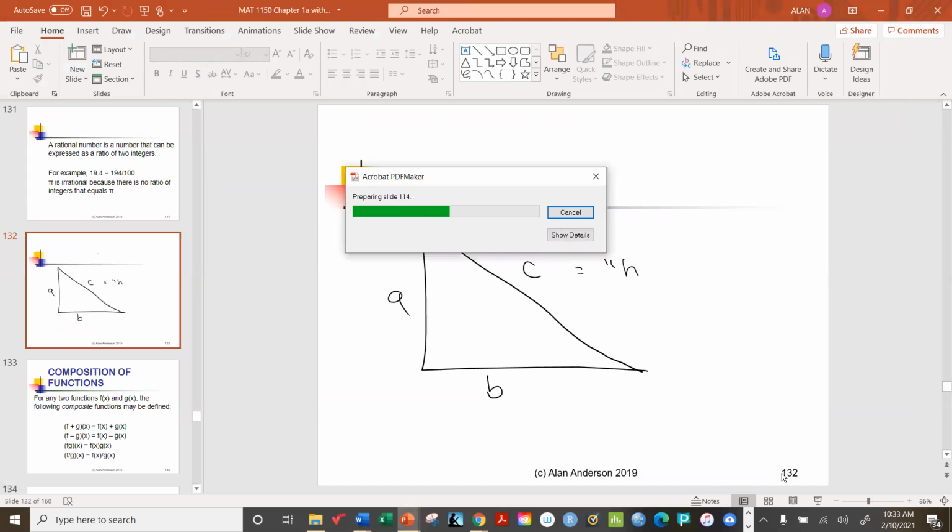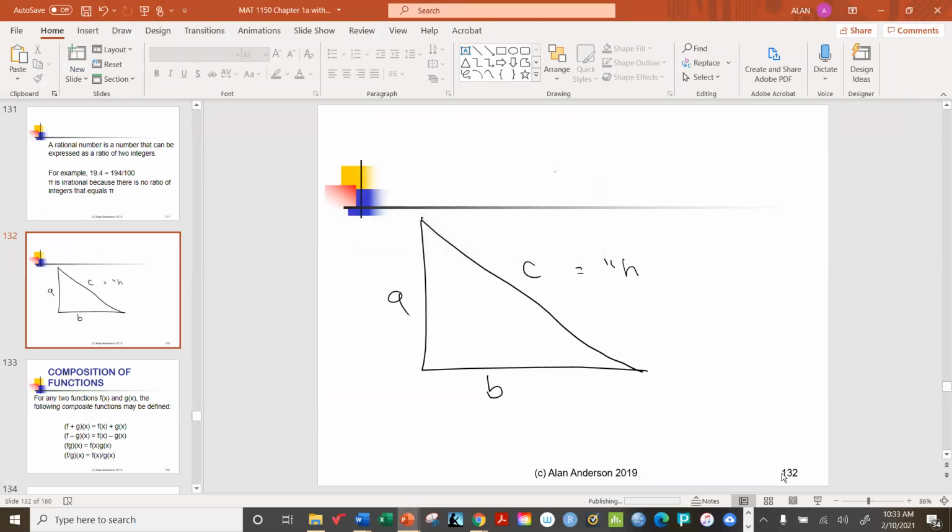I don't know what it's doing now. I accidentally asked it to save this file, but that's right. Hypotenuse.